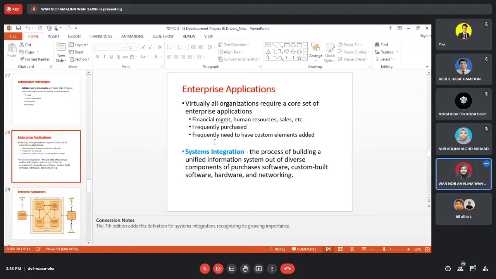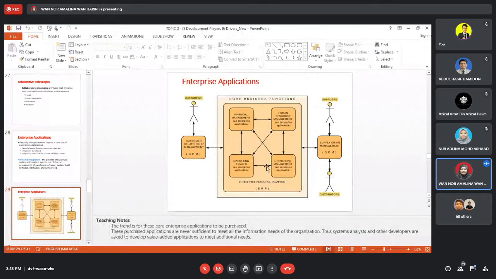Alright. Then what about enterprise applications? What does it mean by enterprise applications? Okay, it says that virtually all organizations require a core set of enterprise application. For instance, financial management, human resources, etc. These applications are frequently purchased, and somehow once you purchase the application, it's a very huge application, need to have custom elements added. Okay, contoh kat sini. Next slide in regarding the applications.